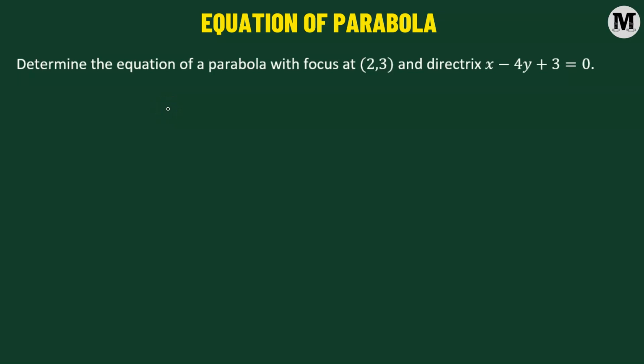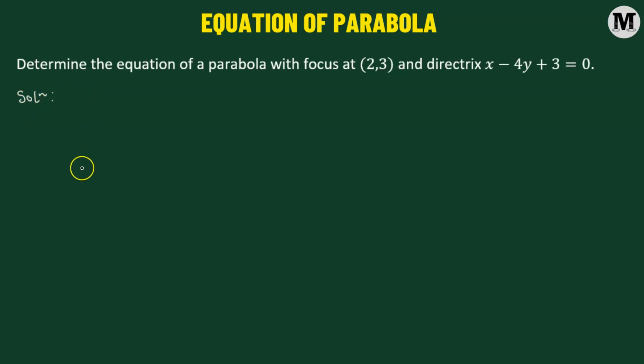In this problem, we need to determine the equation of a parabola such that its focus is at (2, 3) and the directrix has the equation x minus 4y plus 3 equals 0. Let us begin. First, we'll try to understand the problem graphically.